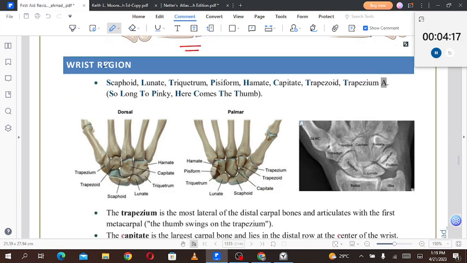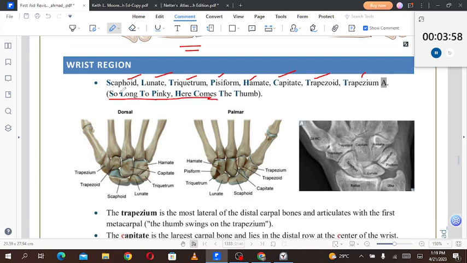Then we have the wrist region. There are a number of bones. So long to pinky, here comes the thumb. Scaphoid, lunate, triquetrum, pisiform, hamate, capitate, trapezoid, and trapezium. These are 8 bones: 1, 2, 3, 4, 5, 6, 7, 8. This is a good mnemonic for that.